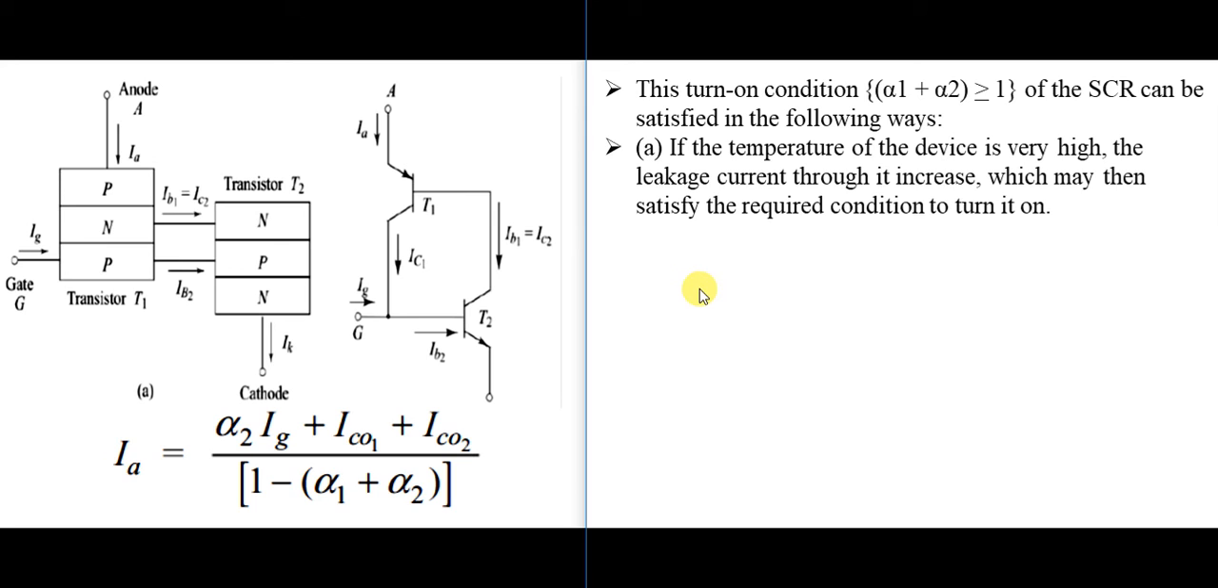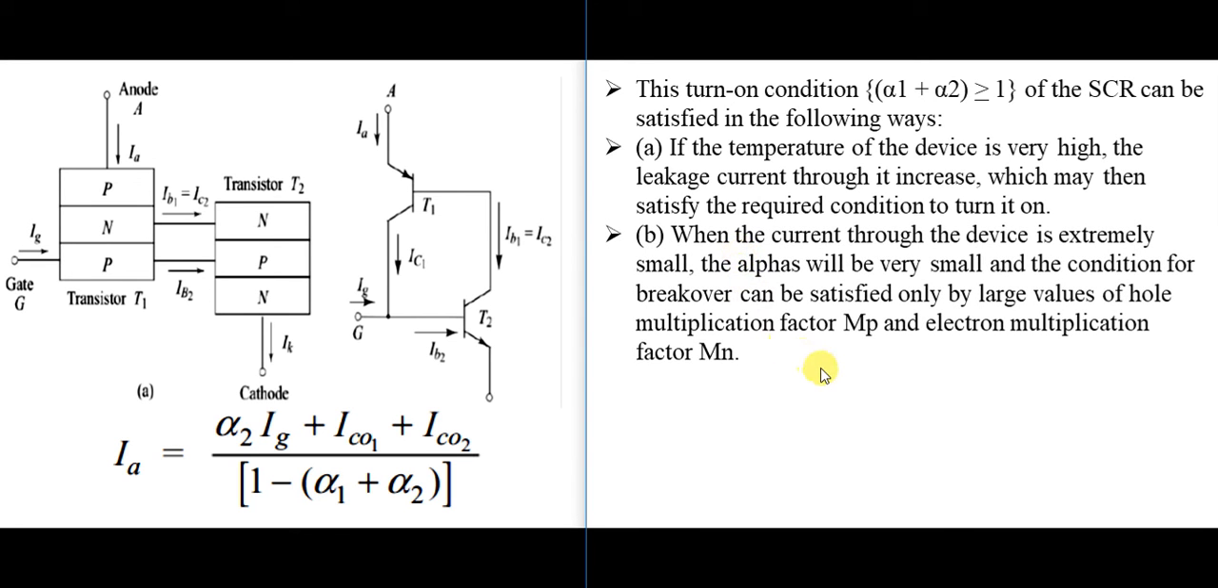So this turn-on condition, that is when alpha 1 plus alpha 2 is greater than 1 in this equation, the SCR can be satisfied in the following ways. If the temperature of the device is very high, the leakage current through it increases, which may then satisfy the required condition to turn it on. Means an increase in the temperature increases the leakage current and it may turn on the SCR.